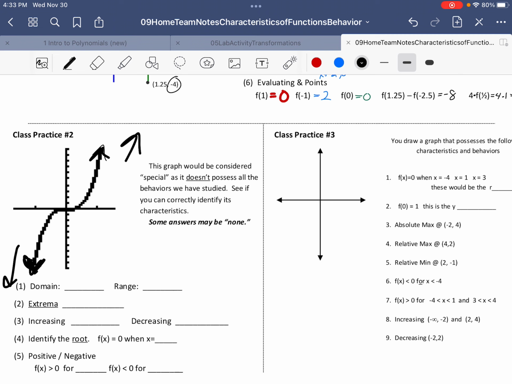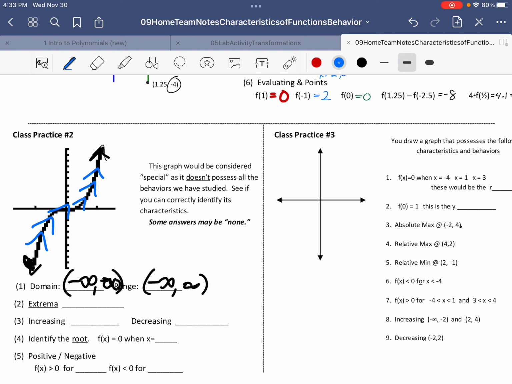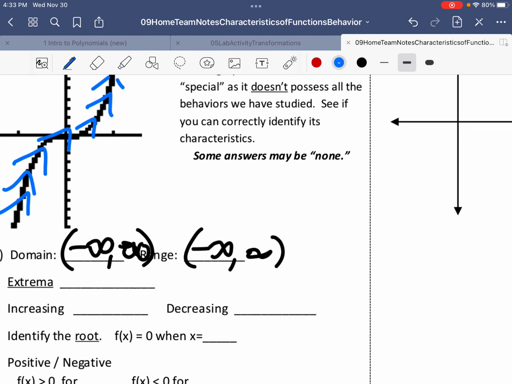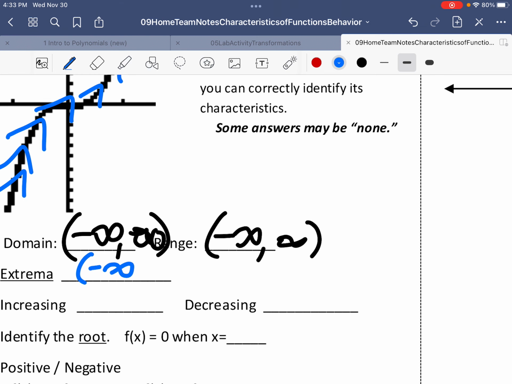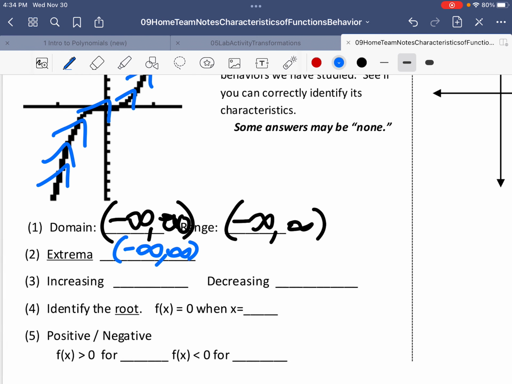And since it goes to the left and right forever and up and down forever, our domain and range is going to be negative infinity to infinity, again, for both of those. Increasing just means the graph is going up, and I know there's arrows on the ends, but you always want to be thinking about what the graph is doing as you travel from left to right. It's actually going up all the time. So it's going up, it's increasing.